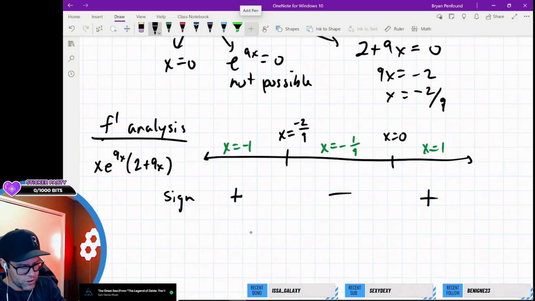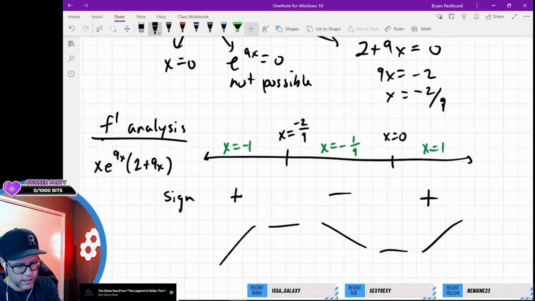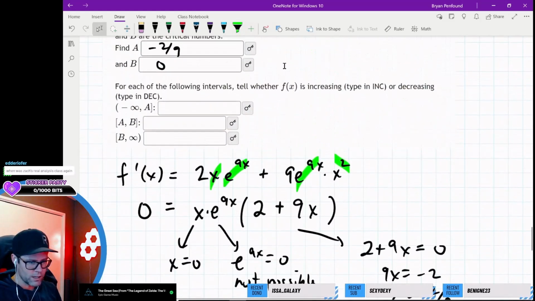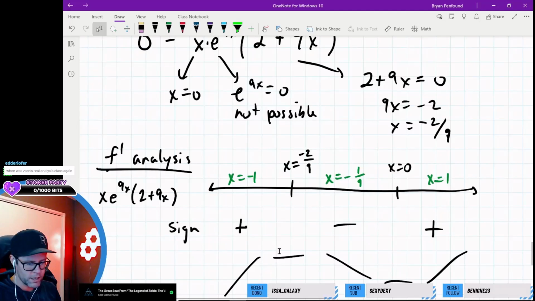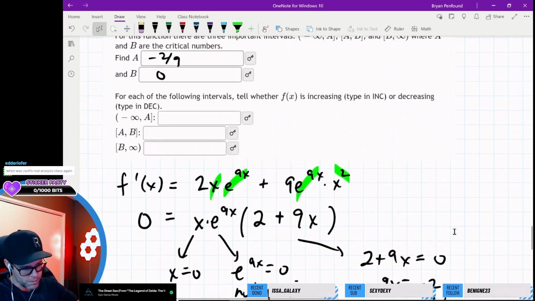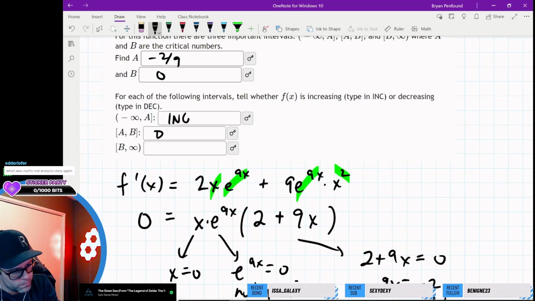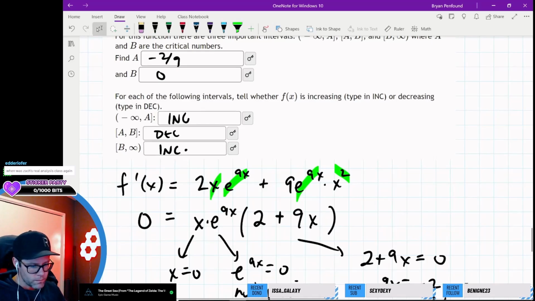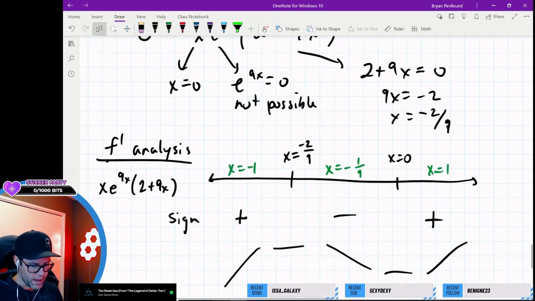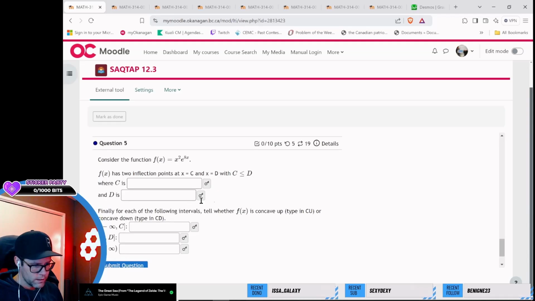So now we have some information. We have something that looks like this, like this, like this, like this, and like this. So it actually looks kind of like a cubic function, which is kind of interesting. Intervals of increase and decrease. So on our first interval, we're increasing and then decreasing and then increasing. So increase, decrease, and increase. That should work. And I am more than okay with that particular analysis.